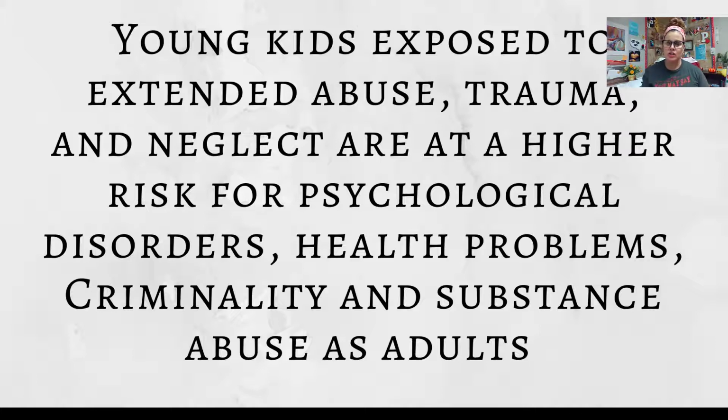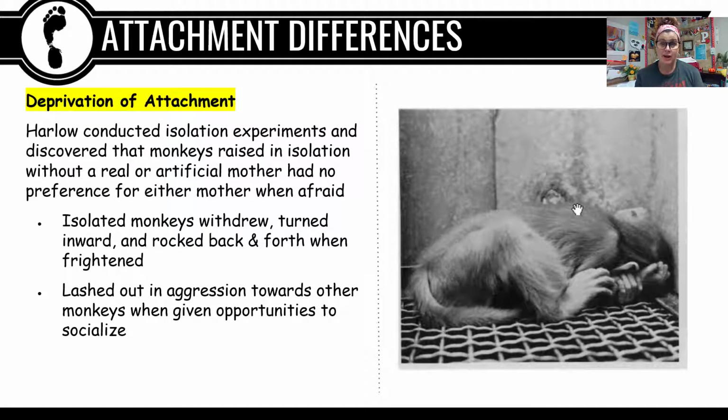So now we got to turn and go down kind of a dark, sad, maybe slightly uncomfortable road. And when we think about young kids who are exposed to extended abuse or trauma or neglect, the reality is that they are at a higher risk for psychological disorders, for health problems, for entering a life or instances of crime and possible substance abuse. And so all of these relationships with parents, with caregivers, and that sense of feeling secure, if that is in any way jeopardized as a child, it can have an impact on the child's future.